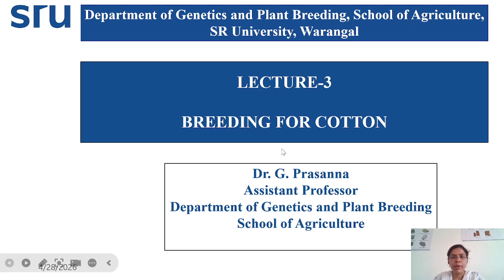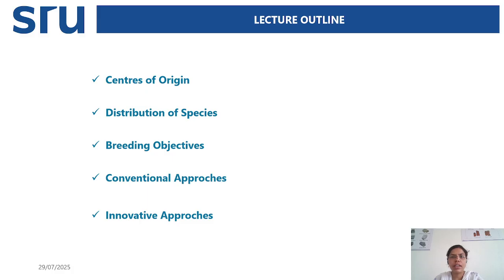Okay, welcome back to our course, Breeding for Crop Improvement. Today we'll discuss lecture number 3, that is, breeding for cotton. We'll discuss the economic importance of cotton, the centers of origin of cotton, and the evolution of cotton, how the Old World cotton evolved into the New World cotton. Next we'll discuss the important breeding objectives and the important breeding methods in this lecture.